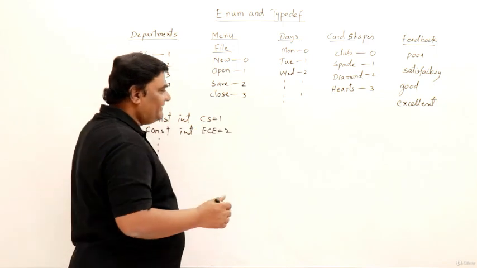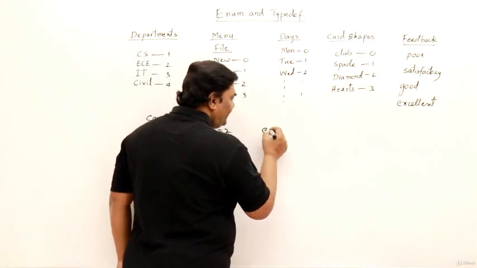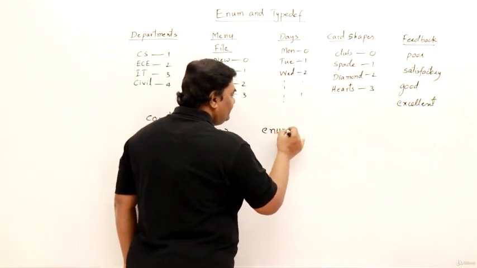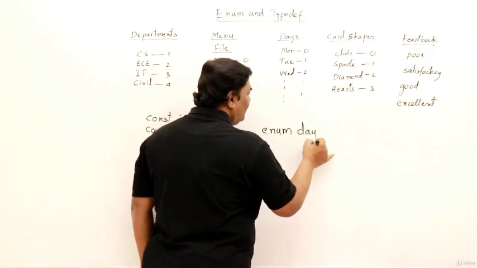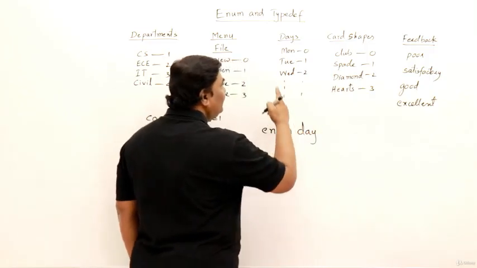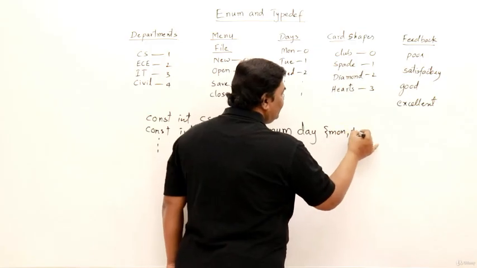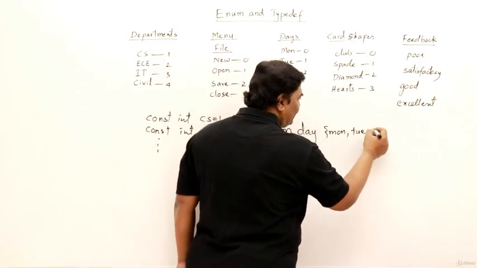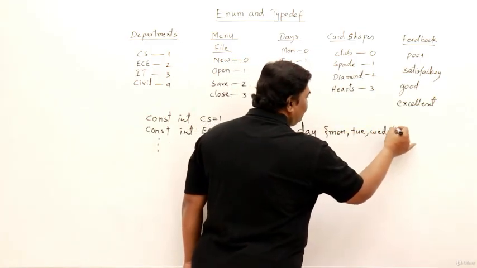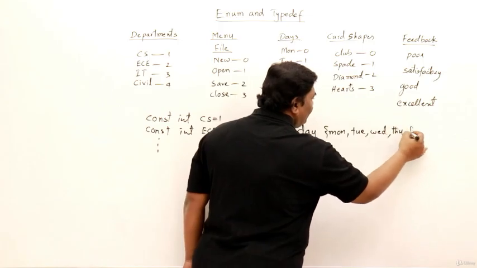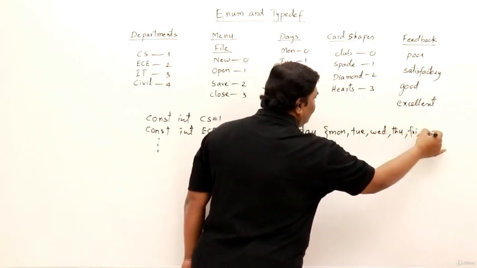So for days, I will show you. The method of defining enum is to say enum and say day or days, plural, whatever it is. Then what are the days? Monday, Tuesday, in lower case I am writing Wednesday, Thursday, Friday, Saturday and Sunday.